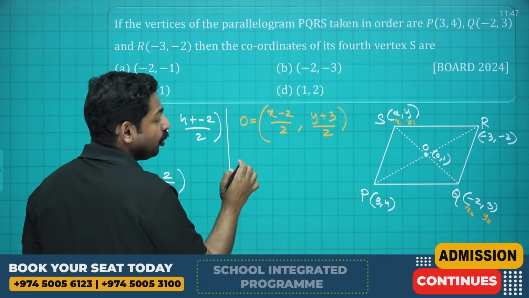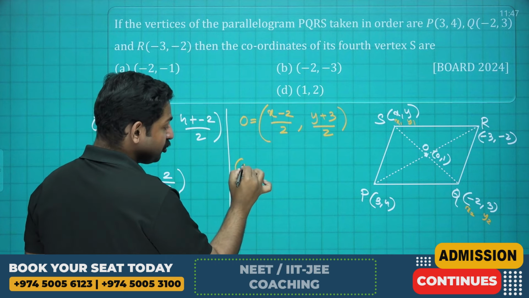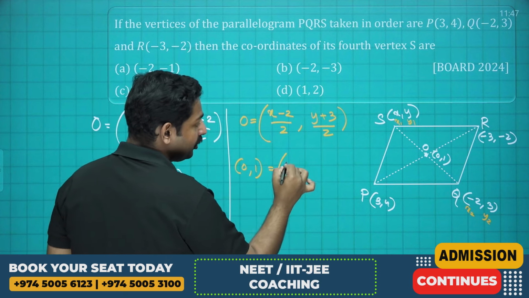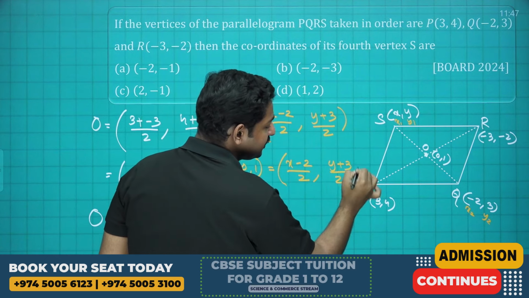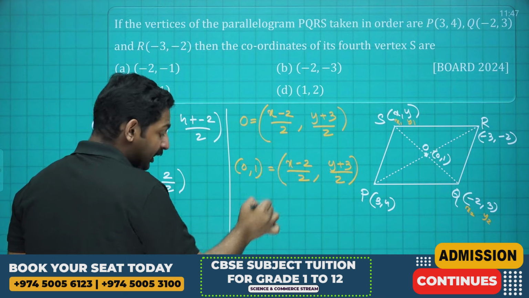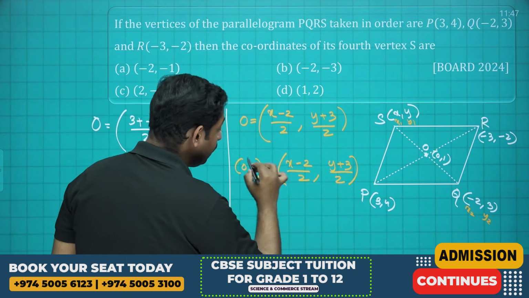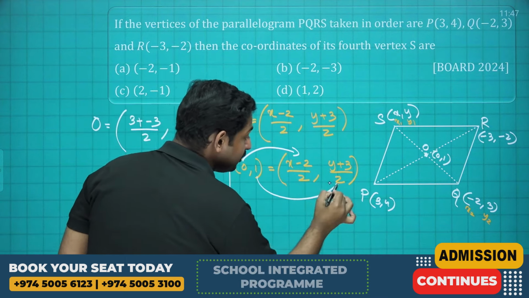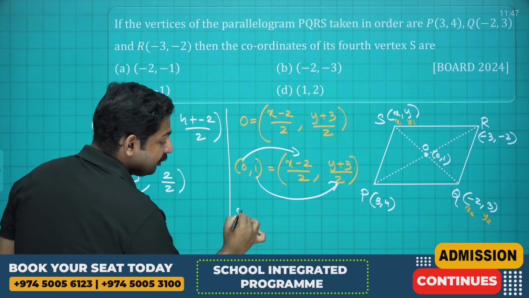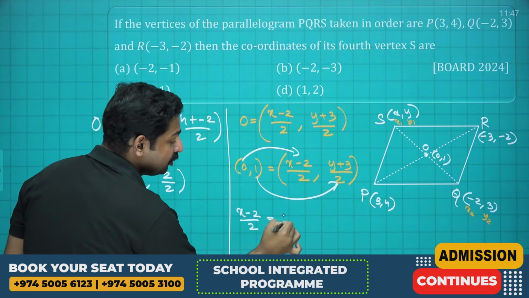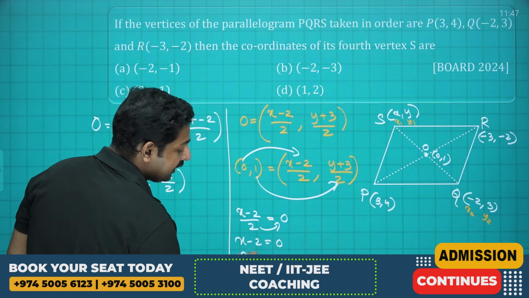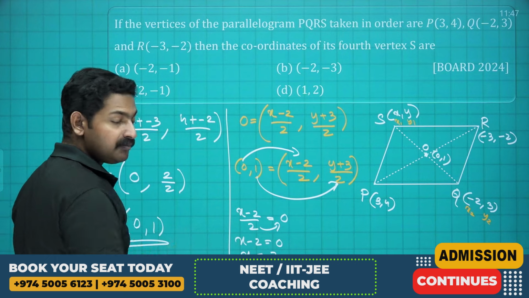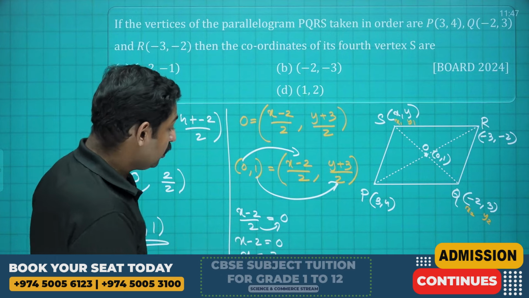And what is O? O we already got, it is (0, 1). So (0, 1) is equal to ((x minus 2)/2, (y plus 3)/2). Now if you equate the corresponding x terms and y terms, we will be getting the value. So you can equate (x minus 2)/2 is equal to 0. If you cross multiply, you will be getting x minus 2 is equal to 0, x is equal to 2. You easily got the value of x is equal to 2.